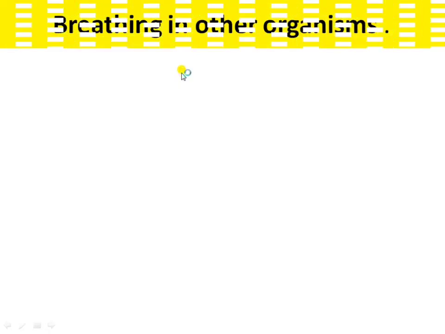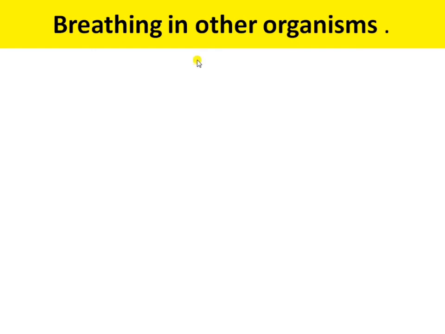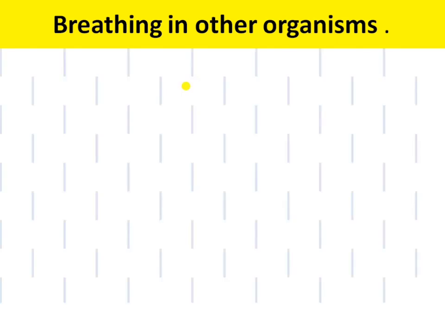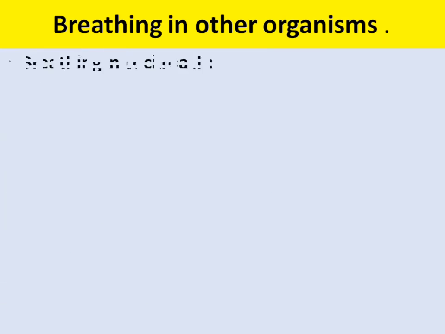Okay, moving on to the next topic, that is breathing in other organisms. Human beings have lungs as breathing organs. Just like human beings, many animals like elephants, lions, cows, dogs, and frogs have lungs. But there are many organisms which do not have lungs. They have different types of breathing organs: cockroaches have a tracheal system, earthworms have special skin, and many aquatic animals like fish have gills. So we are going to study breathing in cockroaches.